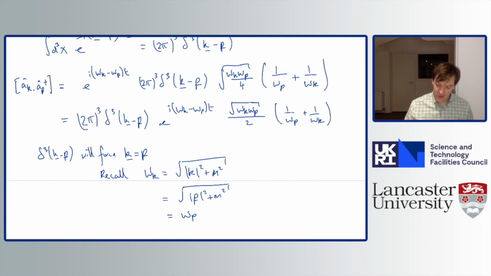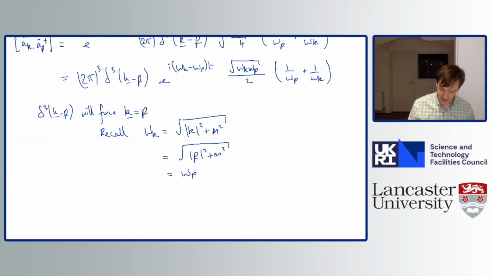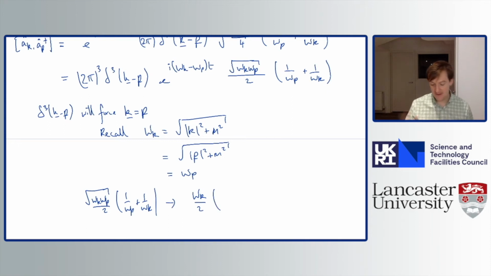And then over the terms that remain, let's write them out. So this omega p over 2, omega p, 1 over omega k, this will go to, well, we'll set omega p equal to omega k. So when we take the square root, we'll get omega k over 2. And when we add 1 over omega k to 1 over omega k, we'll get 2 over omega k. So in other words, all of this stuff tends to 1.